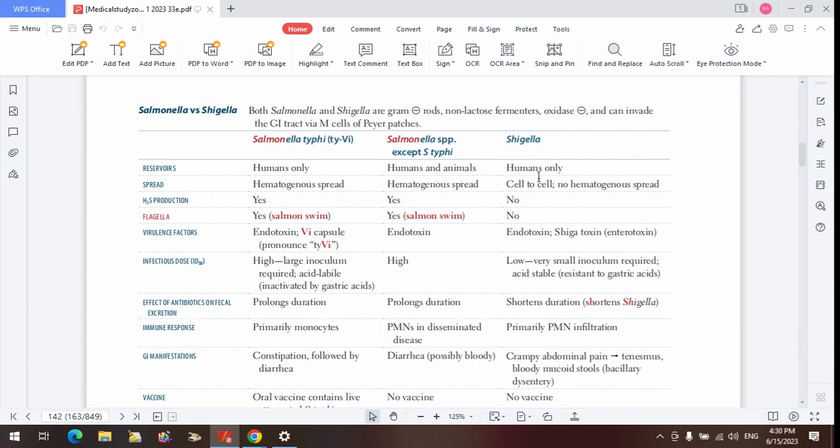We've talked about the H2S production. That one is specific to Salmonella strain. Shigella doesn't produce the H2S gas on TSI medium. Salmonella contains flagella, so it can move.